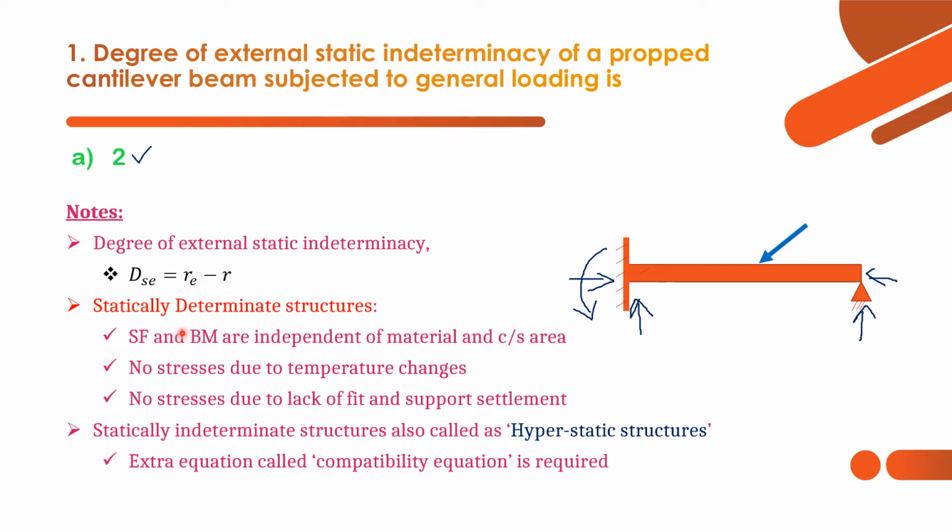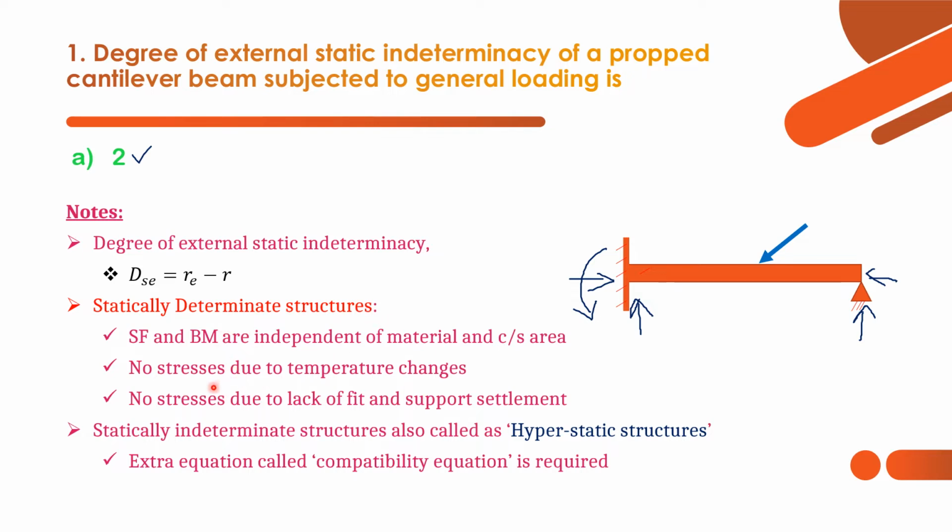When a structure is statically determinate, that is DS is 0, then shear force and bending moment are independent of the material and independent of the cross-sectional area. That is, SF and BM will depend only on the type of loading provided on that structure. There is nothing to do with the material or the cross-sectional area, or simply we can say axial rigidity of that beam or structure. There will be no stresses due to temperature changes, no stress concentration anywhere in statically determinate structures.